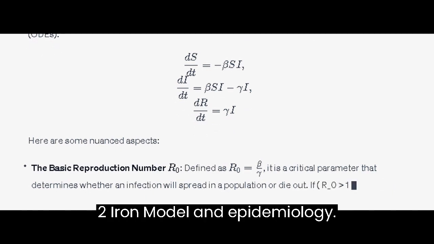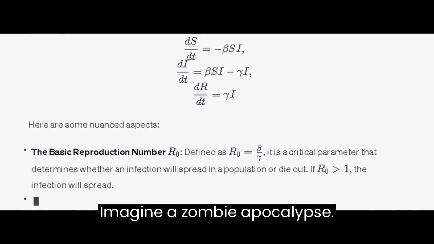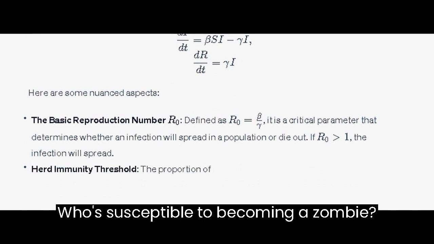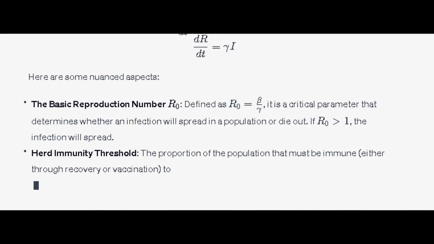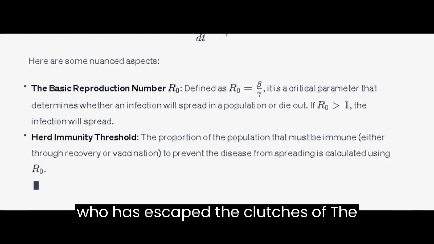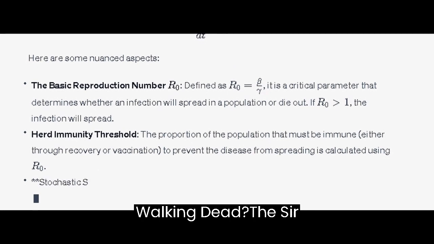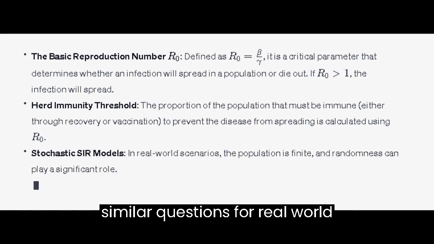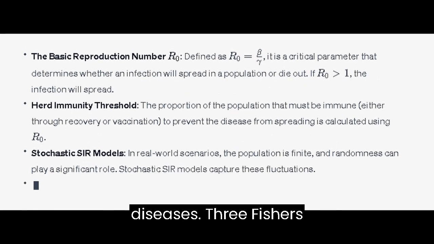2. SIR model in epidemiology. Imagine a zombie apocalypse. Who's susceptible to becoming a zombie? Who's already a zombie? And who has escaped the clutches of the walking dead? The SIR model helps epidemiologists answer similar questions for real-world diseases.